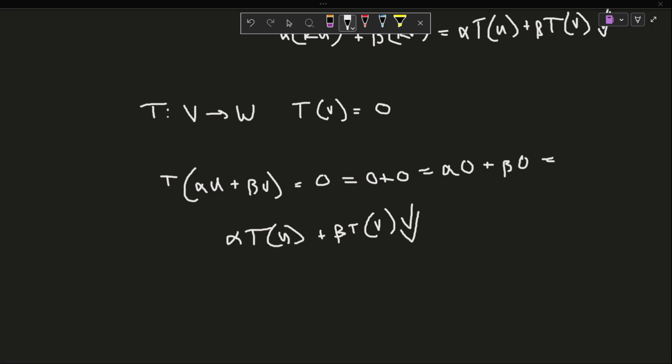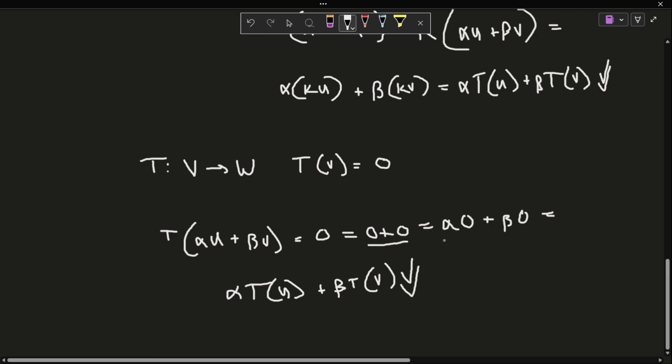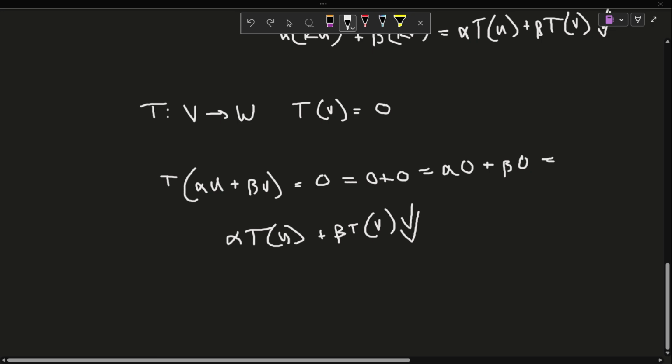Okay, so this would be a linear transformation because it would turn into 0, and then you get this 0 plus 0, you get alpha 0, beta 0, the scalars all times 0 equals 0, so that's going to be linear. And this is going to be called a zero transformation. Okay, and the reason is because it maps every single vector in our domain, which is V, to the 0 vector inside W, which is our range. Okay.